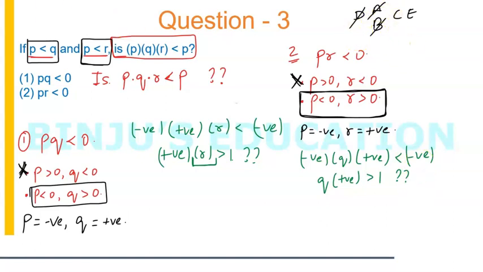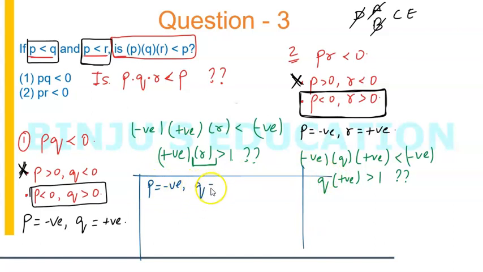So the point is we need to combine both of them. So for combining both of them, what we have is P as negative, Q as positive, and R as positive.